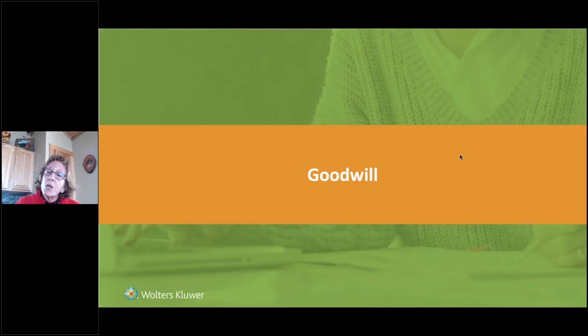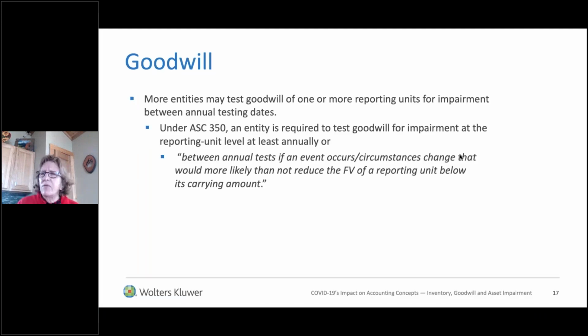All right, so that's a quick overview of inventory. Let's talk a little bit about Goodwill. Now, this was one that was less voted on. I think I have less information here in regards to who might be interested in Goodwill, but there's a lot more entities that may have to test Goodwill, one or more of their reporting units, for impairment between annual testing dates. Typically, you have an annual testing date process for your impairment of Goodwill.